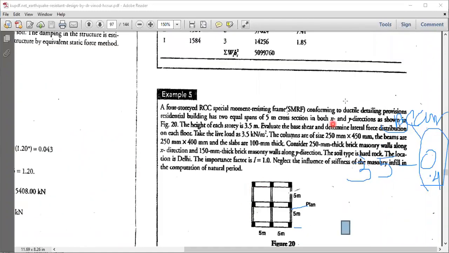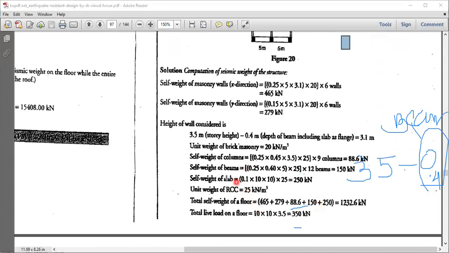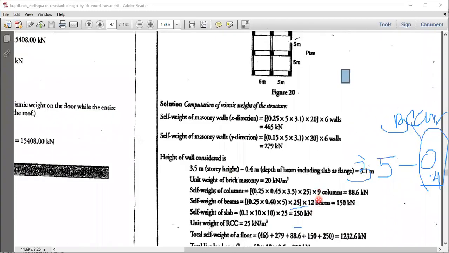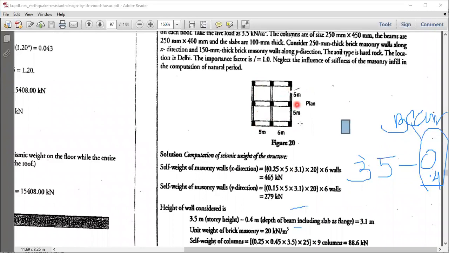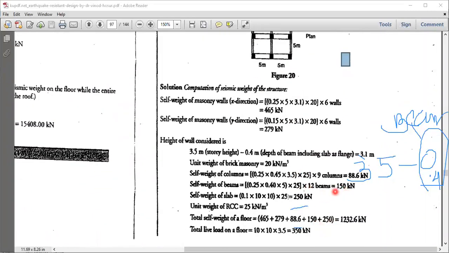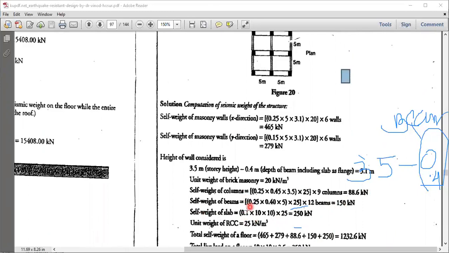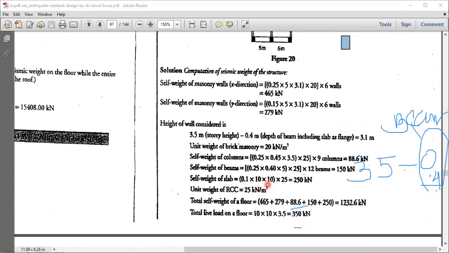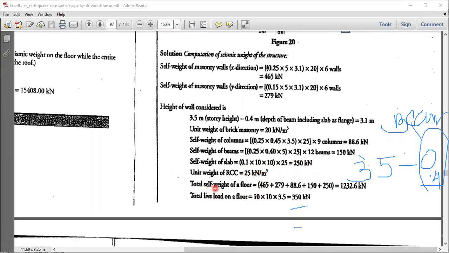Coming to self weight of the beam, size is 250 by 400. So the beams 0.25 into 0.4 into 5, that is the length of the beam, into 25 density, into such how many beams? 6 horizontal, 6 vertical, 12 beams makes it 150 kilonewton. Self weight of the slab, it is 100 thick, so 0.1 into 10 by 10 into 25, 250. Slab is going to be same. Unit weight of RCC is considered as 25. That is given.